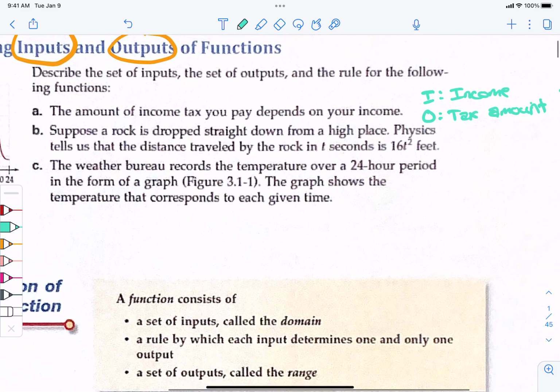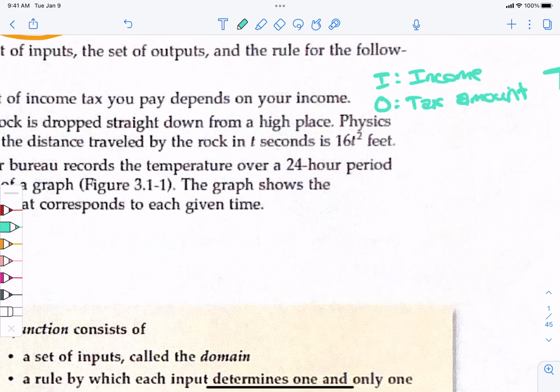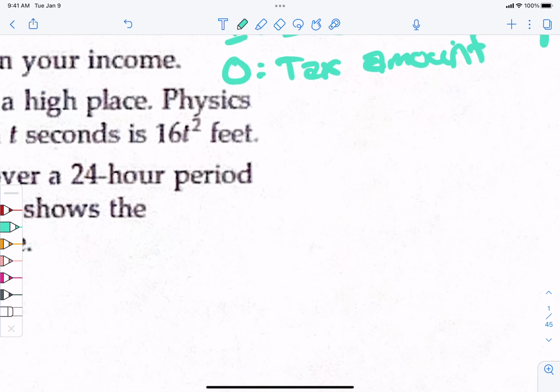All right, the second one: suppose a rock is dropped straight down from a high place. So I'm up on a hill and I drop a rock straight down. Physics tells us that the distance traveled by the rock in t seconds is 16t squared. So I'm going to start with the rule. They're saying distance is equal to 16t squared. Do you guys remember what that 16 stands for? Acceleration due to gravity, in feet per second squared, right? So 9.8 meters per second squared, which is what you're used to hearing in physics and Mr. Moose's classes, is the equivalent of 16. So here is the scenario that we have. This is the rule.